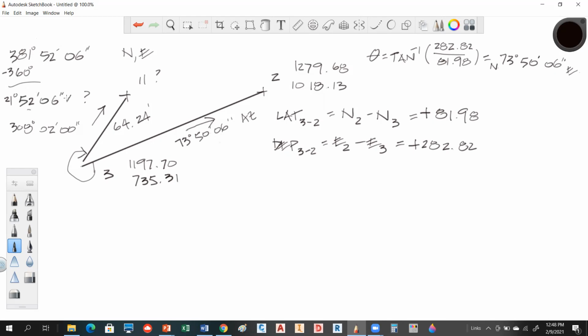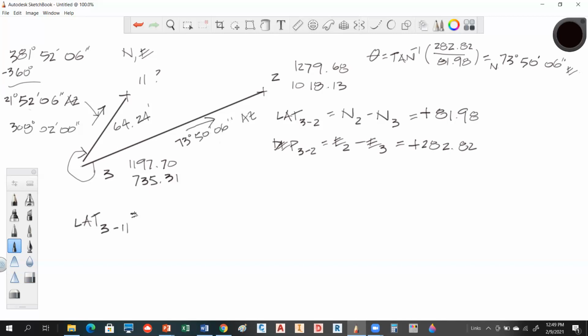So that's my foresight azimuth. That line I have as a question mark is no longer a question mark. That's known now. That's the azimuth of this line right here. So now that we know the azimuth and we know the distance, we can do a direct routine. For a direct routine, we need to calculate the latitude from 3 to 11. So how do we do that? Distance times cosine azimuth. Correct.